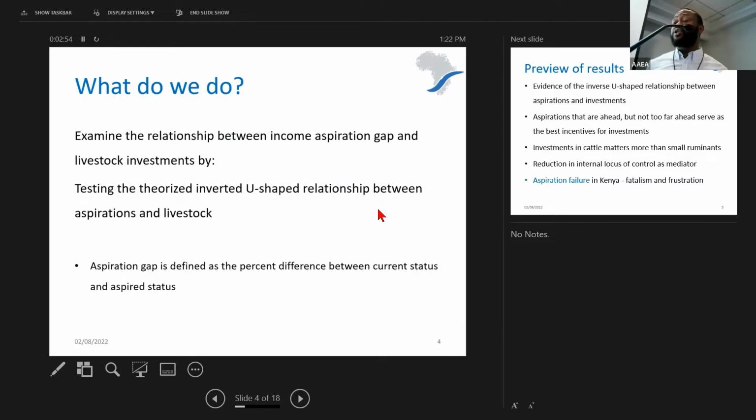So basically, in this study, what we did is we examined the relationship between the income aspiration gap and livestock investments in Kenya.